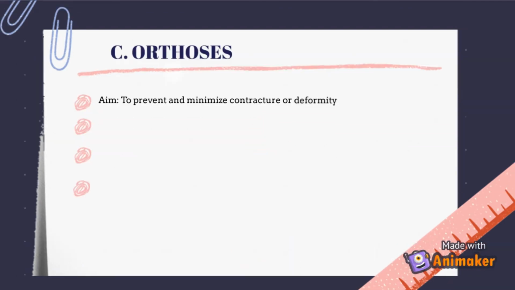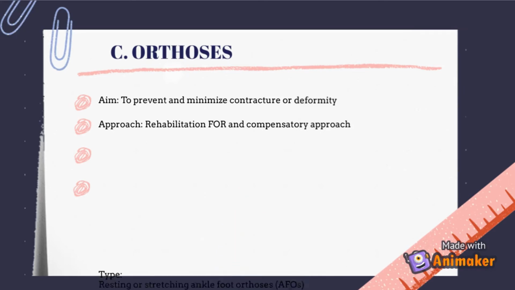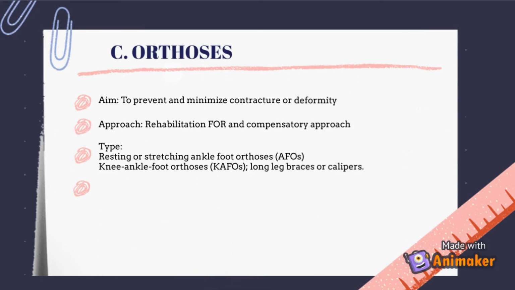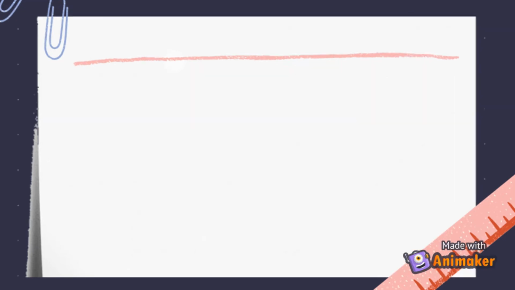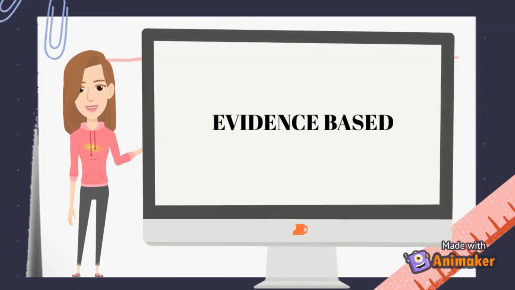Lastly is orthosis. It is used to prevent and minimize contracture or deformity. For the type, AFO, KAFO, long leg braces or calipers are used. For the steps, the orthosis should be custom molded, fabricated for comfort and optimal foot-ankle alignment. So these are the evidence base of orthosis.